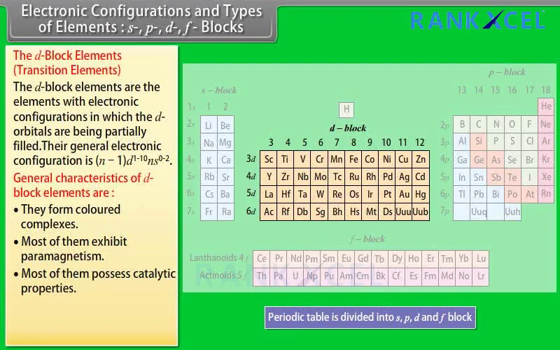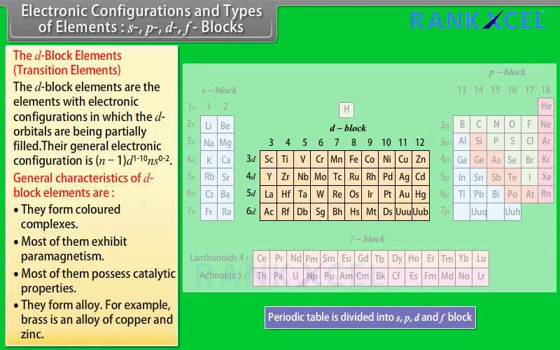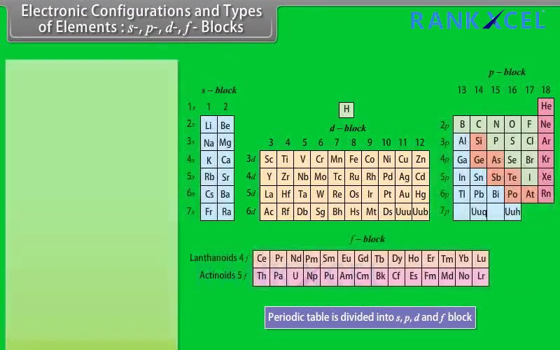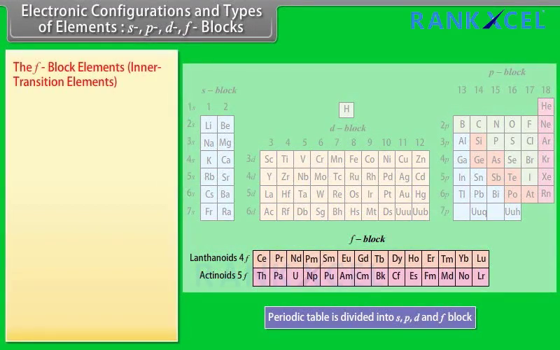Most of them possess catalytic properties. They form alloys. For example, brass is an alloy of copper and zinc. The F block elements. Inner transition elements.